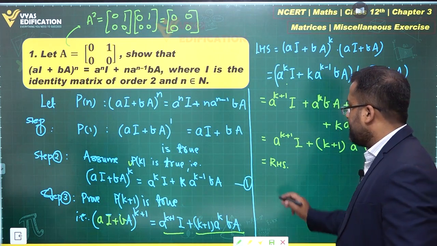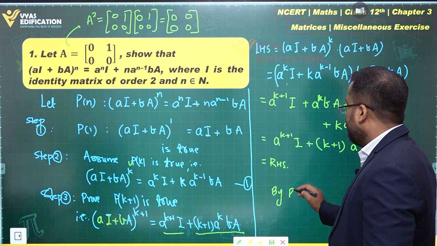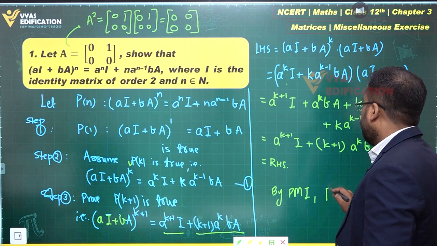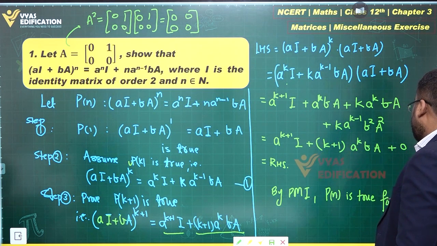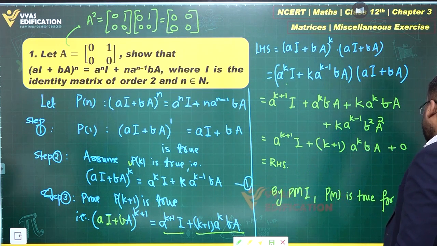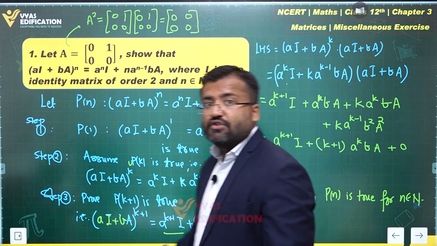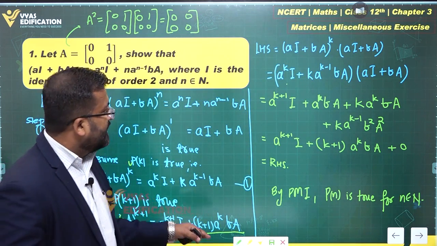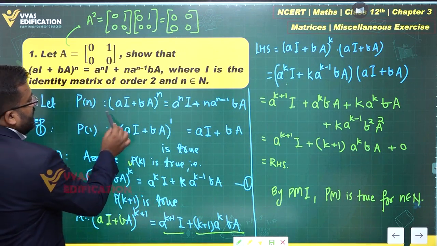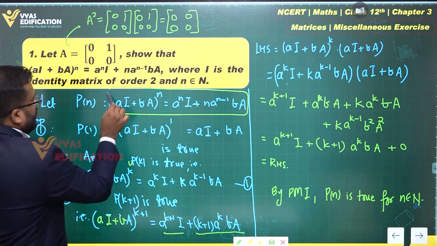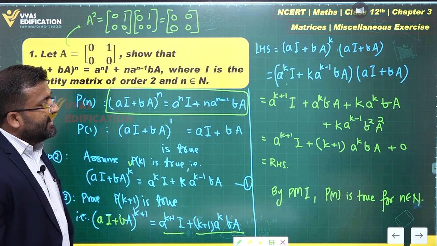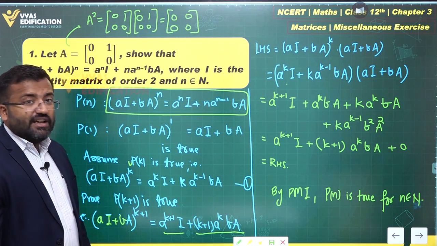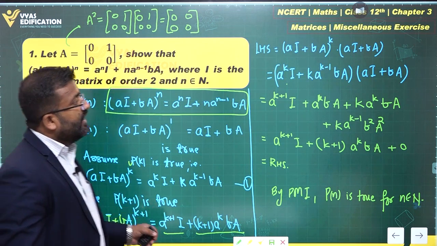Therefore, by PMI, we can say that P(n) is true for n belongs to natural numbers. For all natural numbers, this statement P(n) is true. That's what we have proved. So this is the idea of proving using principle of mathematical induction. And I hope that makes sense. Yeah, that is all for this question over here.